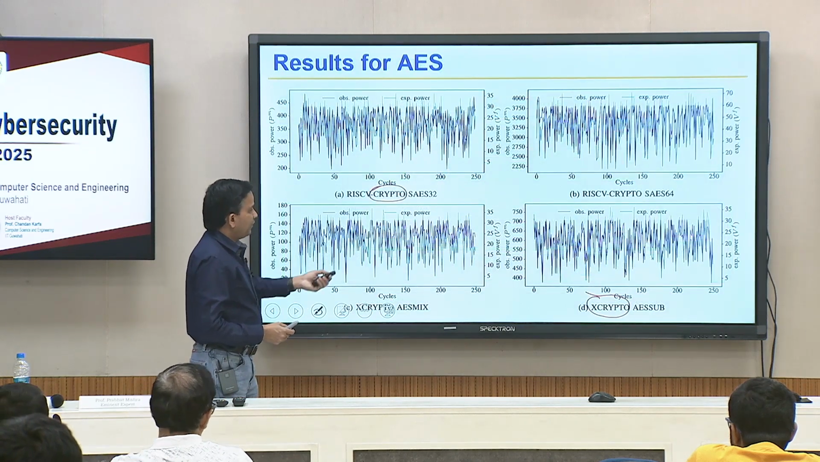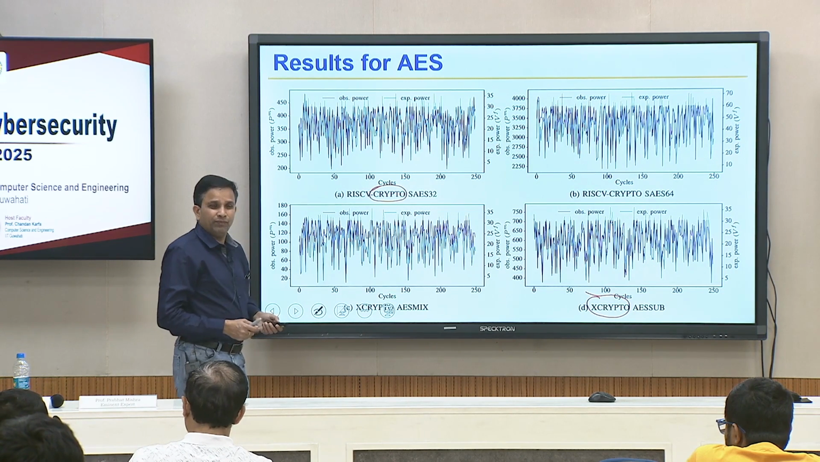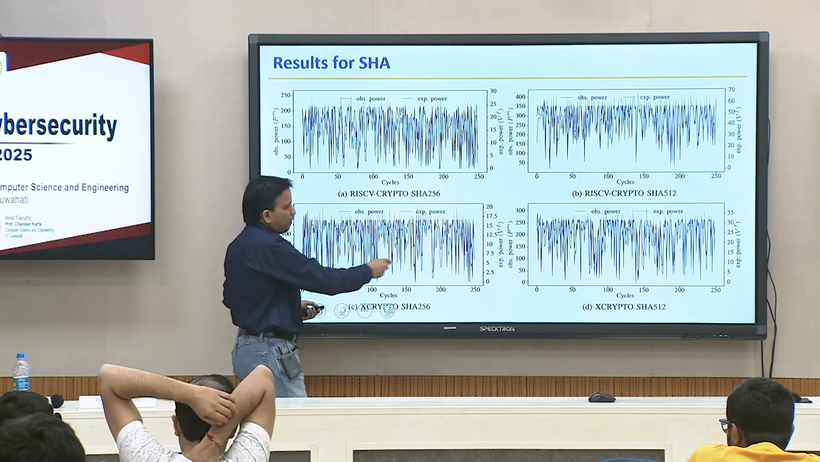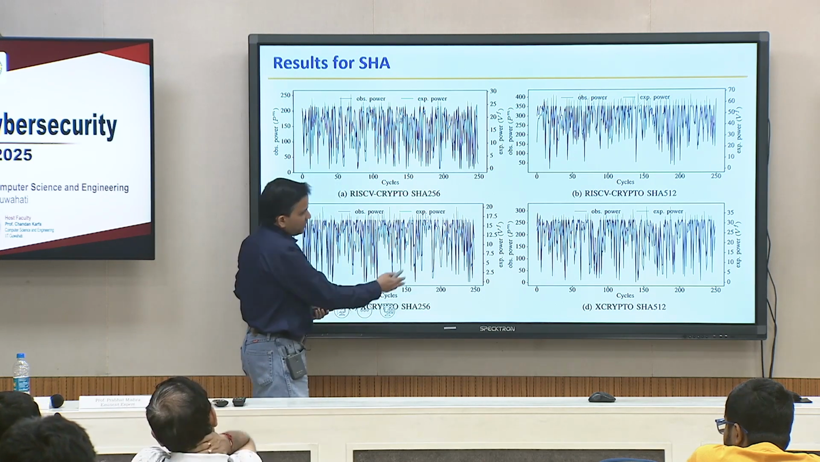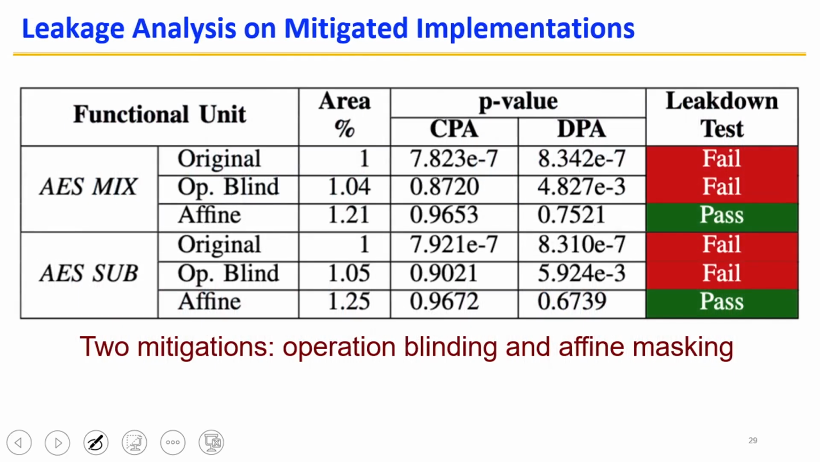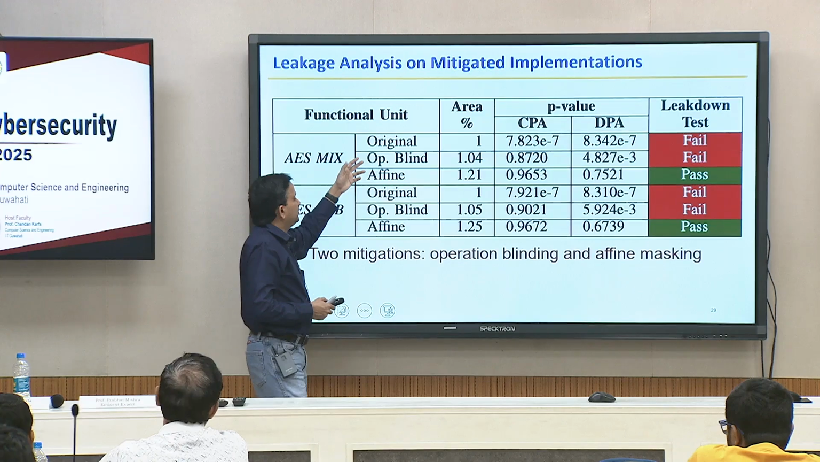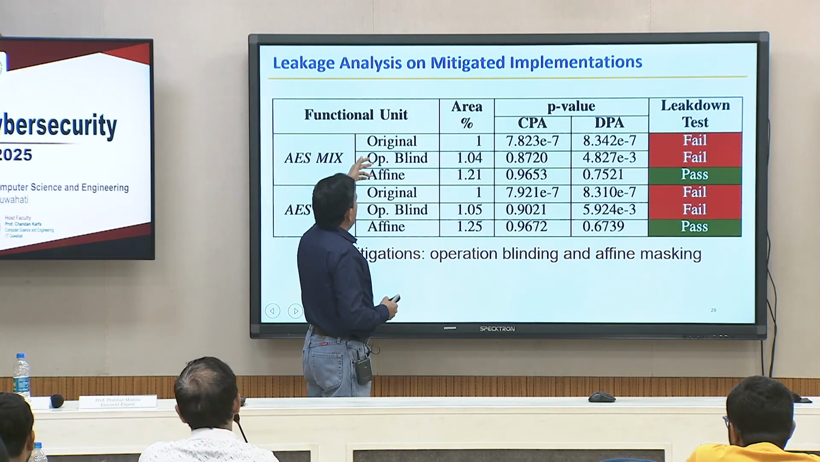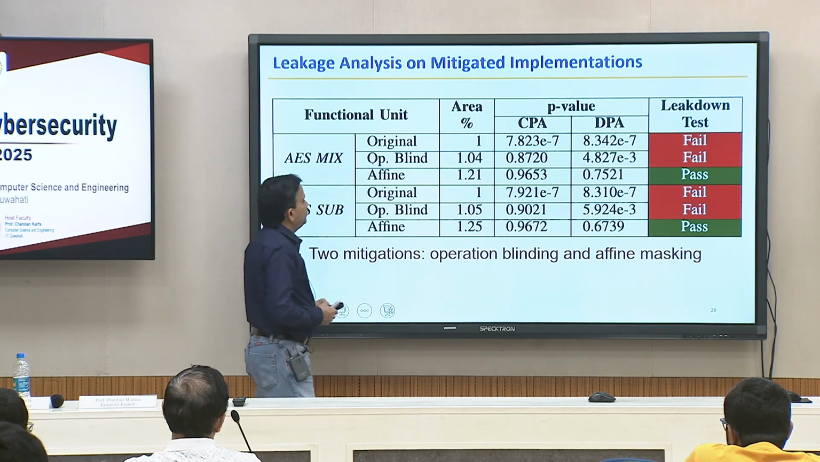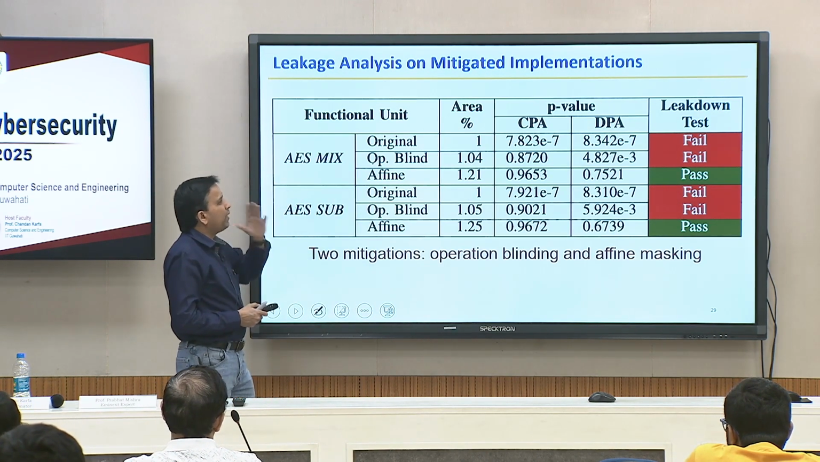Right. So for AES also it is completely full recovery of data. For SHA also, same 2 modules crypto and X crypto, SHA 256 and SHA 512, it is the full recovery. Now, we also wanted to look at what happens if we use different types of mitigation like the operation blinding or some affine masking and all that stuff.